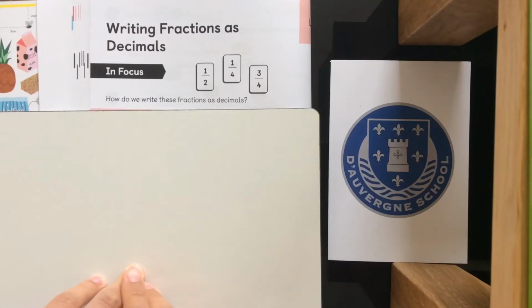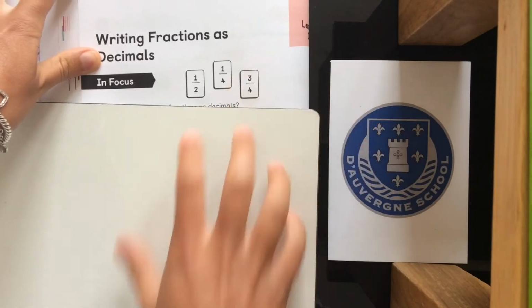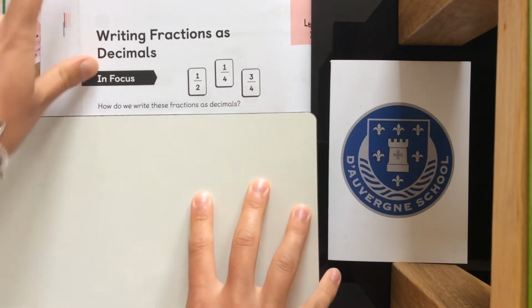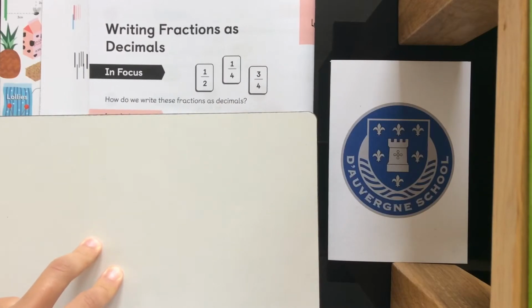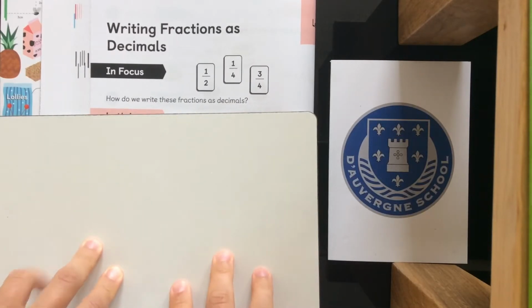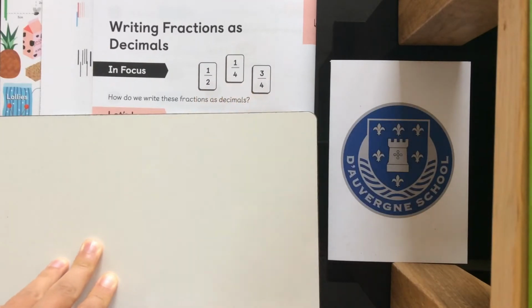Hi Devon, so we are now on lesson 15, writing fractions as decimals. Okay, so our in focus task says, how do we write these fractions as decimals? See if you can read these fractions out loud.